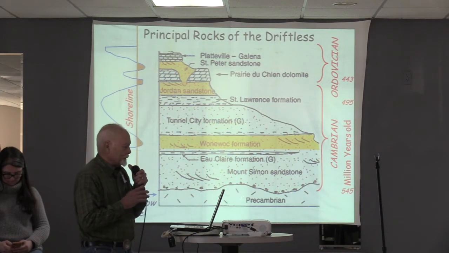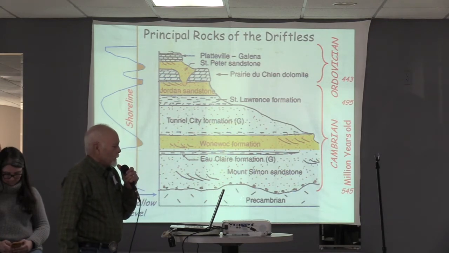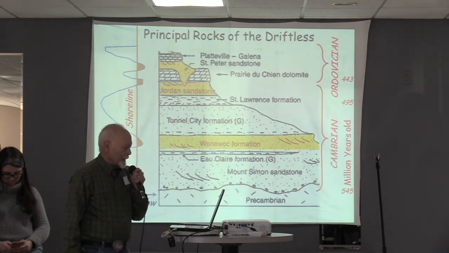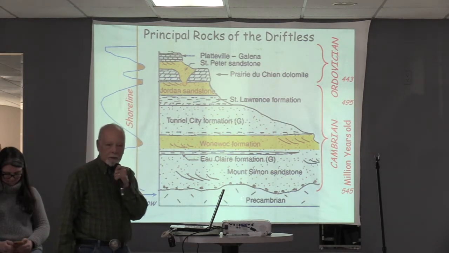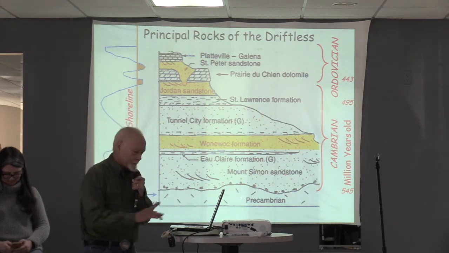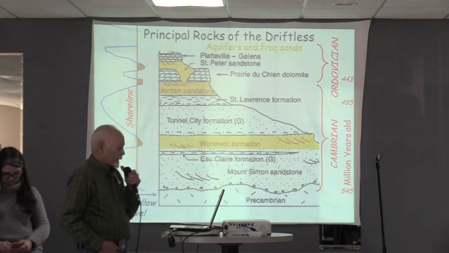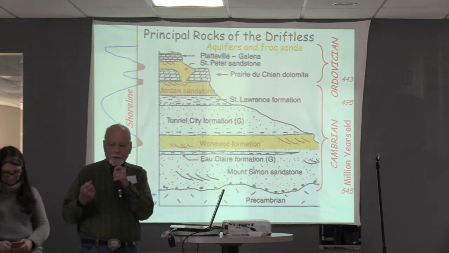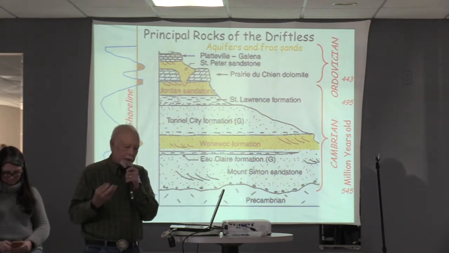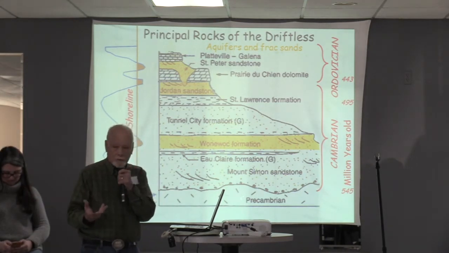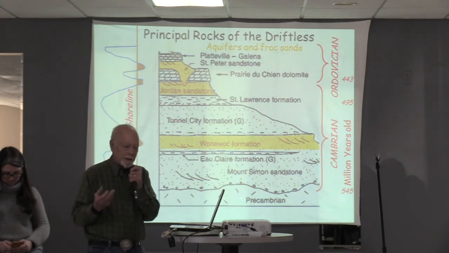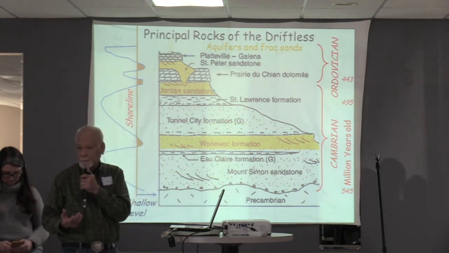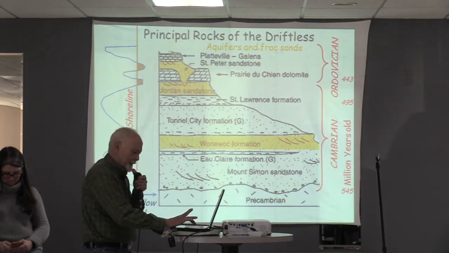And at the very top, you have what Wisconsin geologists call the Platteville Galena limestone or dolomite. What Illinois geologists call the Galena Platteville Dolomite. It's the same rock. The important thing is that those in yellow, the Jordan and the St. Peter, are all sandstones made of very nicely well-rounded sands that work as aquifers. Unfortunately, those same well-rounded sands are also what frac sand miners want. That's another topic.